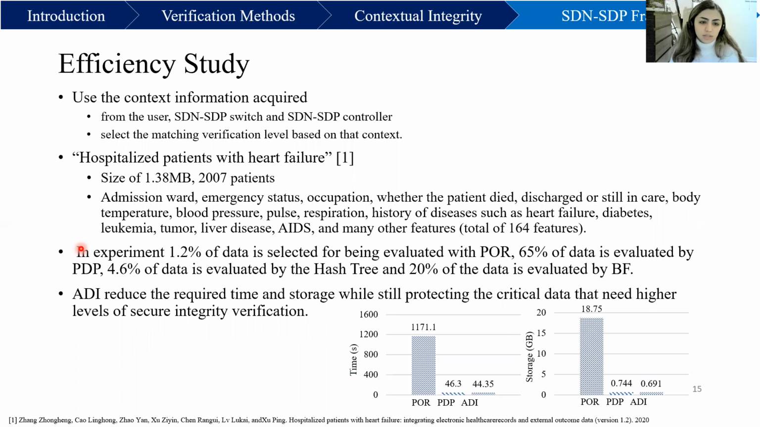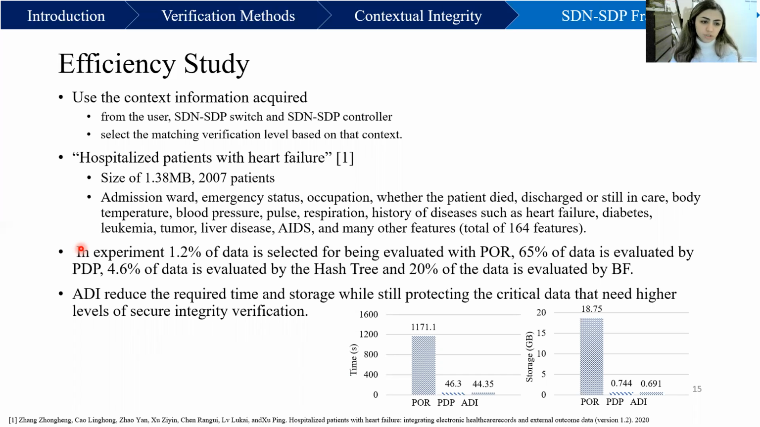We did an efficiency study as well. We used contextual information acquired from the user, SCP and SDN switch, and SCP and SDN controller. We select the matching verification level based on the context. As for the data set, we used a hospitalized patients with heart failure data set. The size of the data set was 1.38 megabytes. It includes 2,000 patients' information.